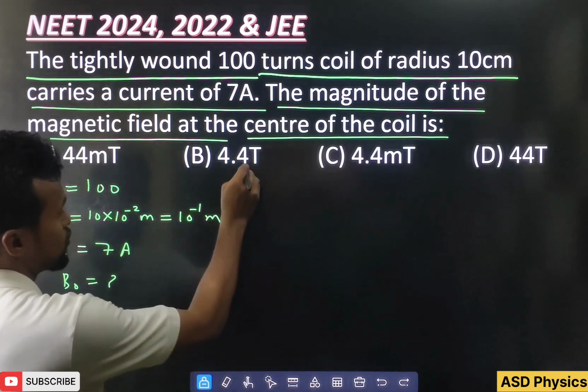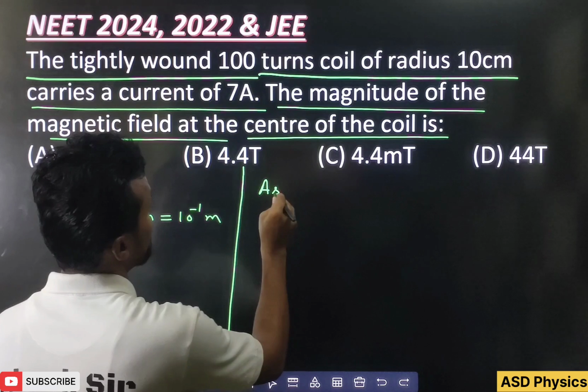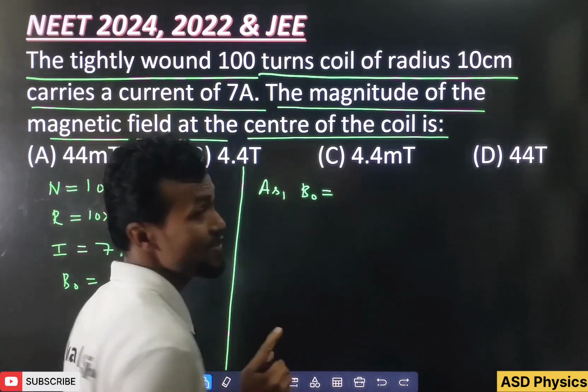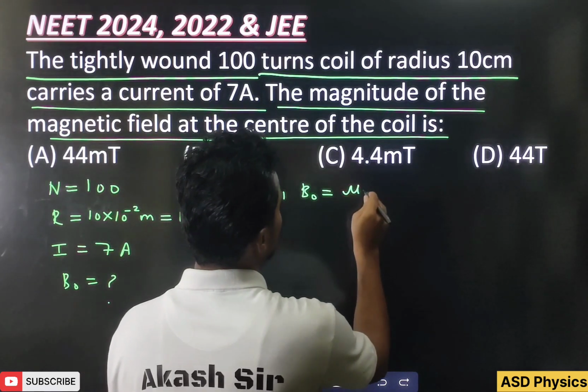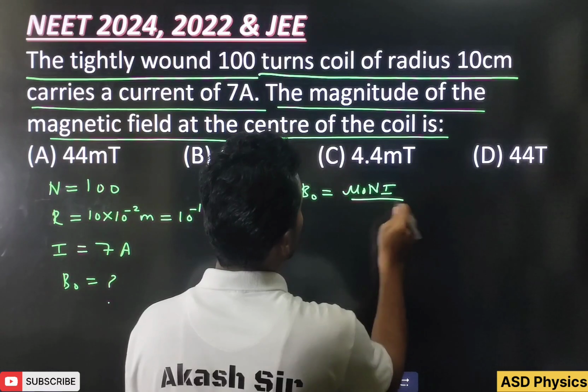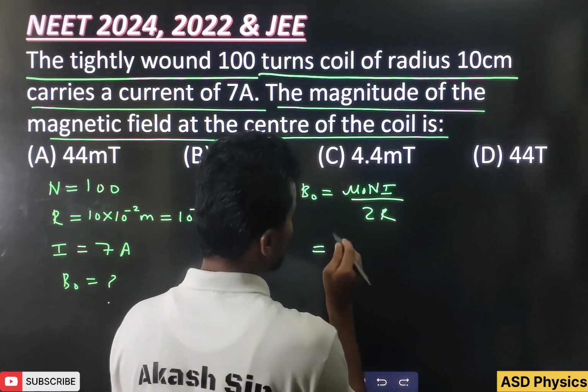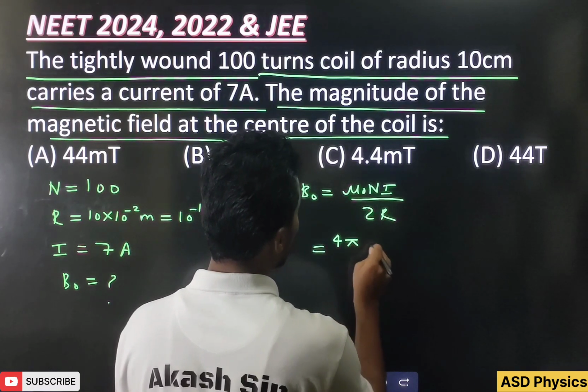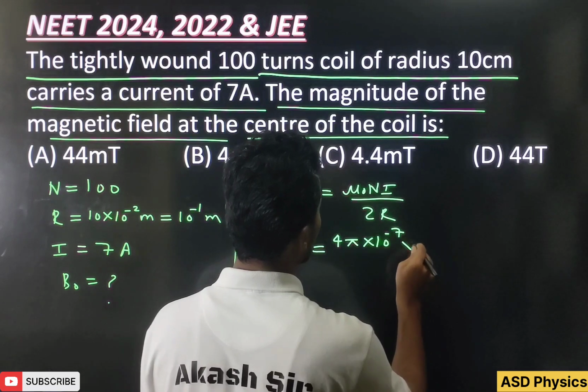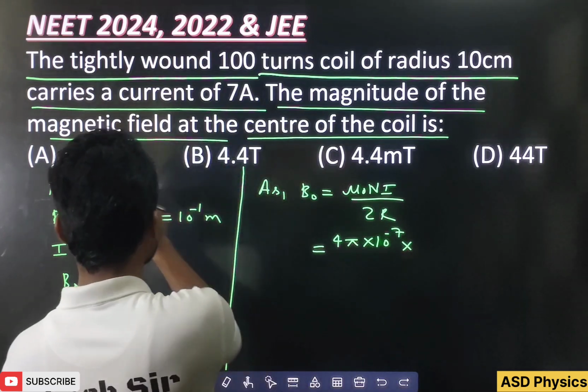Is it? So, students, you know very well here, what is the magnitude of the magnetic field at the center formula? See here, mu naught N i by 2r here, is it? What is the mu naught value? You know very well, 4 pi into 10 to the power minus 7, is it? And how much is given here?